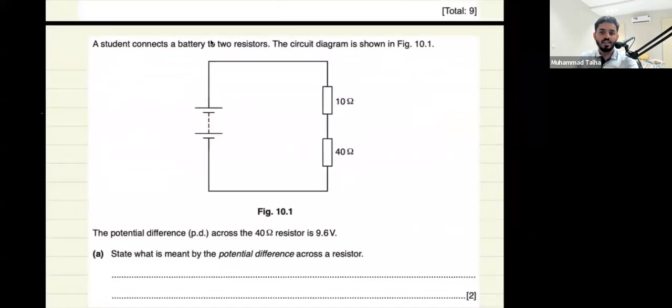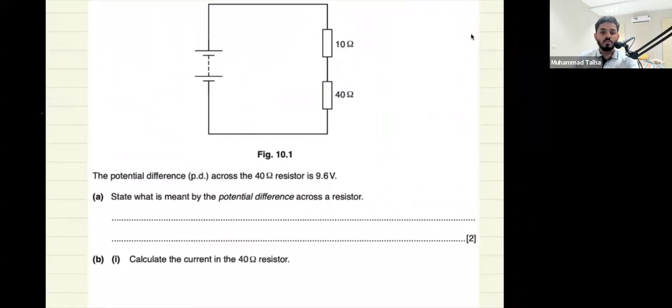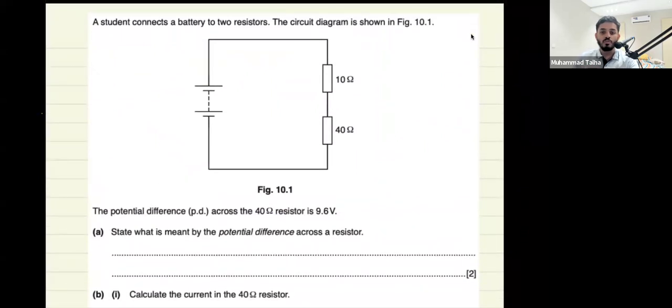All right, so this is a very detailed question, and I'm pretty sure we did do this in our classes throughout the year. A student connects a battery to two resistors. The circuit diagram is shown. Potential difference across the 40 ohm resistor is 9.6 volts. So this is 9.6 volts.